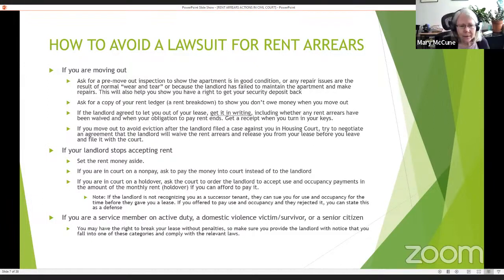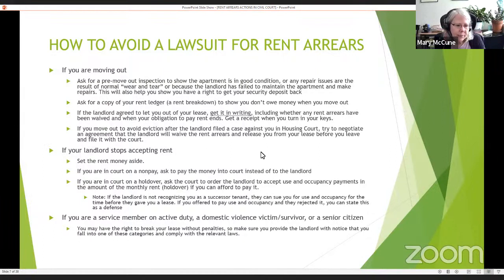So how to avoid that? If you move out to avoid an eviction after a case has been filed against you in housing court because you owe money, you can negotiate an agreement that the landlord will give up on the rent arrears and release you before you leave, and then file it with the court, and then they won't be able to sue you later saying that they didn't agree to do that and that you still owe that money.